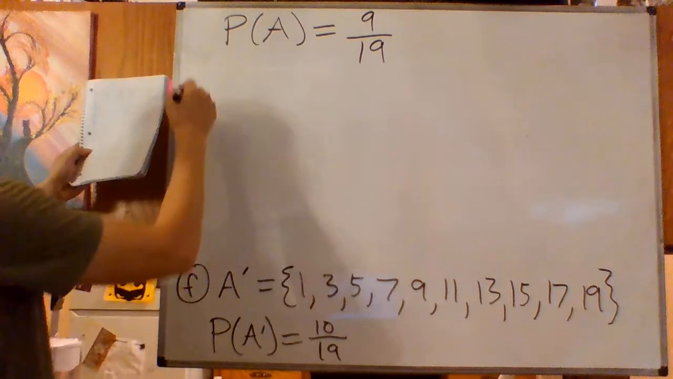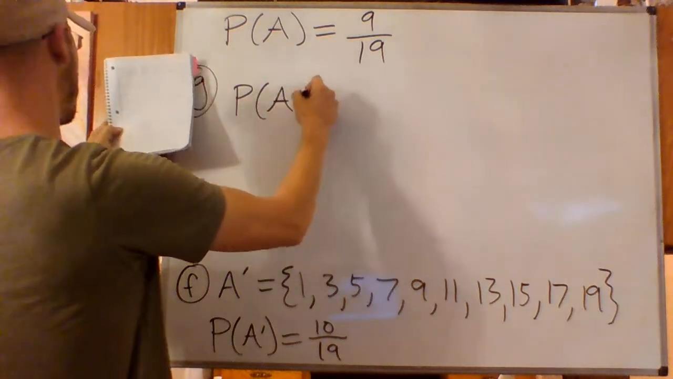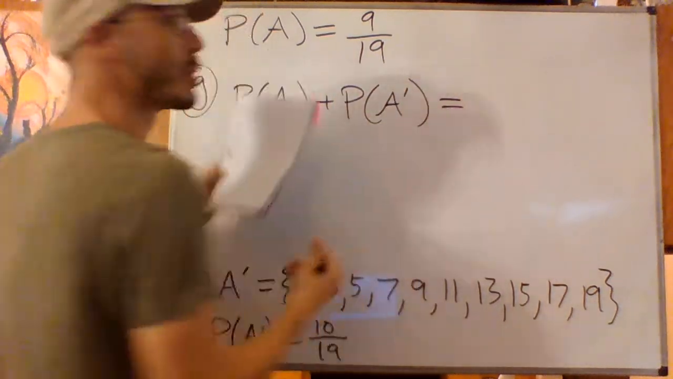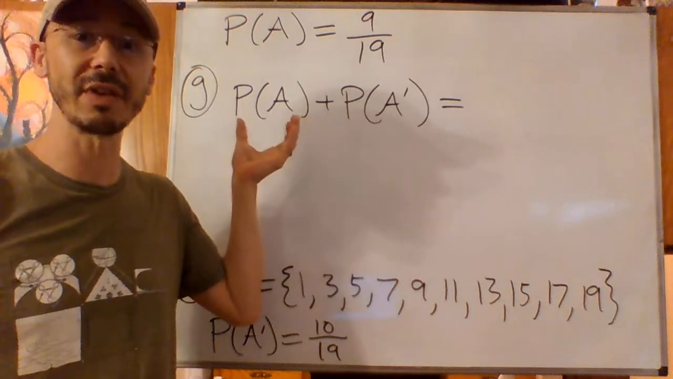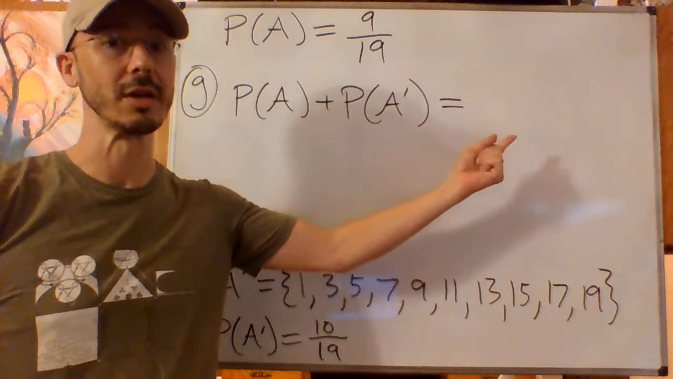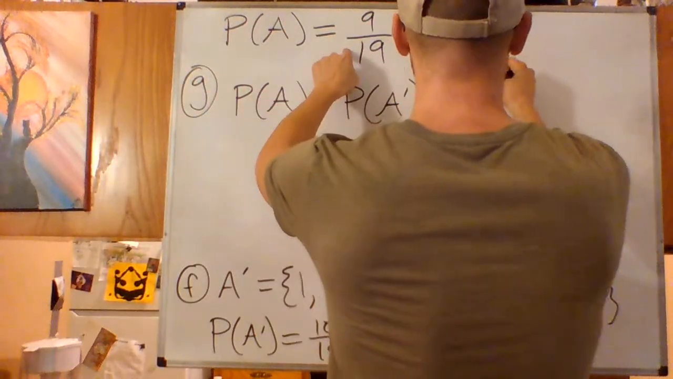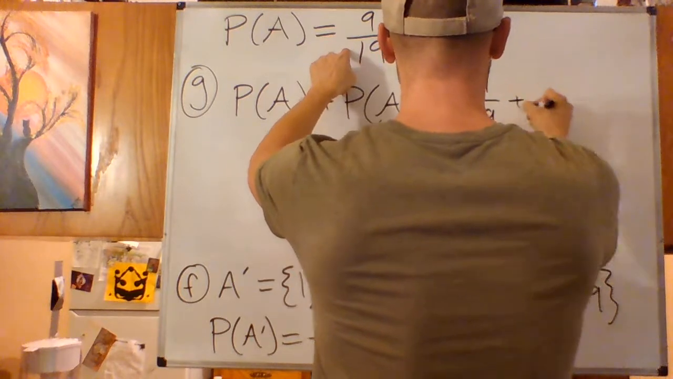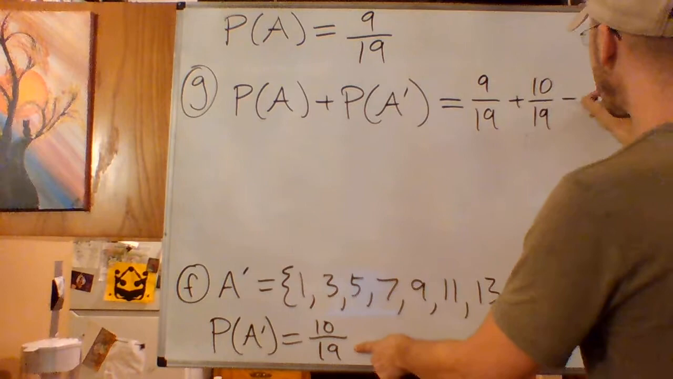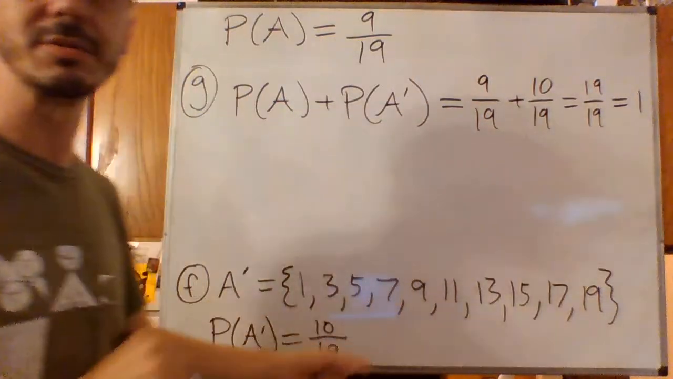Because part G tells us to find probability of A plus probability of A prime. And I can tell you what it should be. If you add the probability of an event and the probability of its complement, it should always equal 1. Here we get a chance to see that, I hope. Probability of A is 9/19. That's why I left that there. Probability of A complement is 10/19. That adds up to 19/19, which is 1, as it should be.